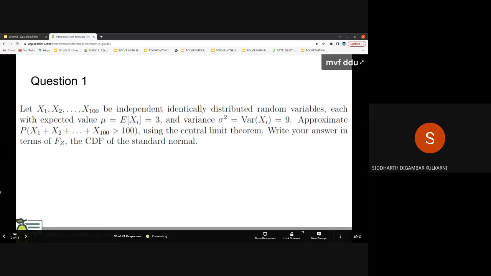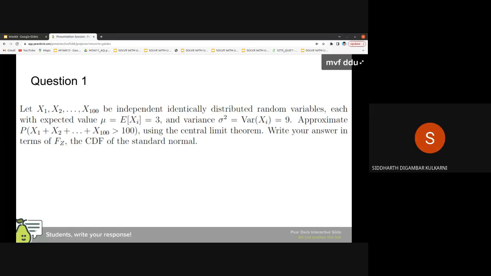So how do I enter the answer for this, sir? If your answer is F_Z of -2, type F_Z in brackets, and within the brackets, -2. Okay, sir. Just a second.